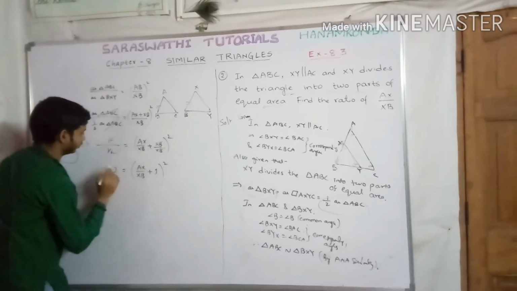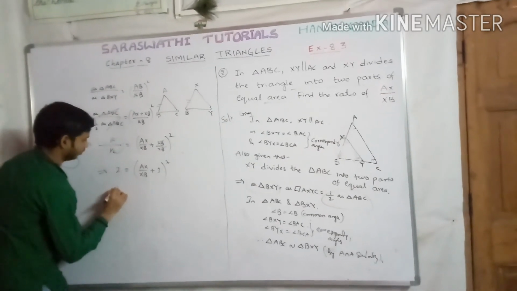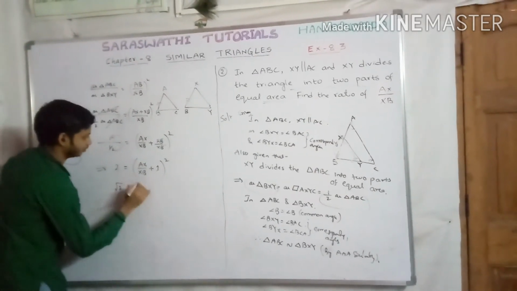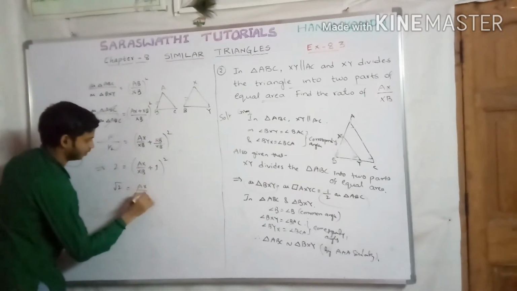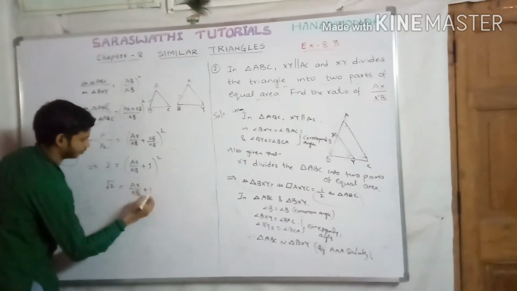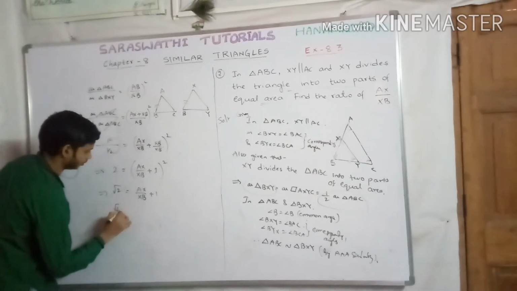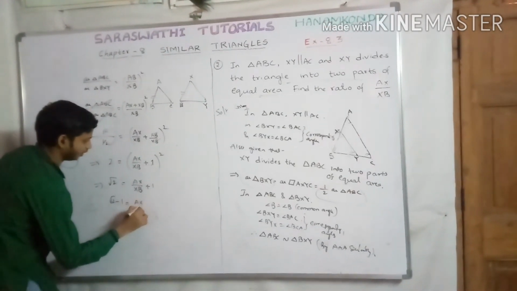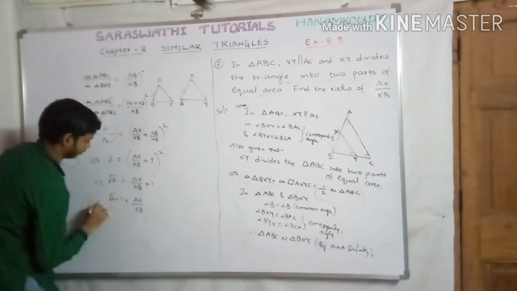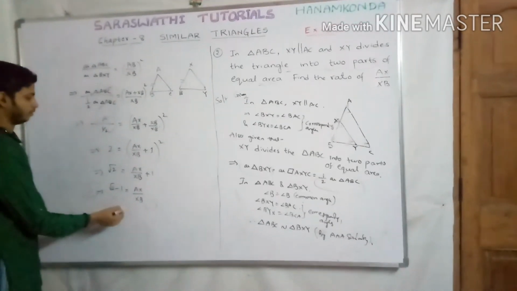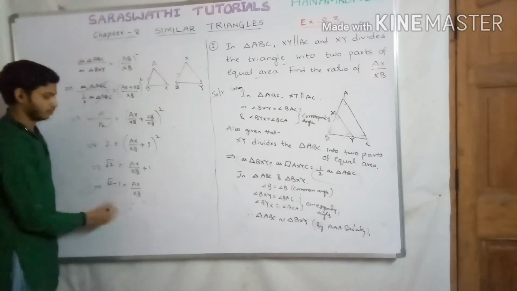Again, the square shifts to the left side and becomes root 2. So root 2 equals AX by XB plus 1. The plus 1 shifts to the left side and becomes minus 1. That means root 2 minus 1 equals AX by XB. Therefore AX by XB equals root 2 minus 1. So this is the answer.